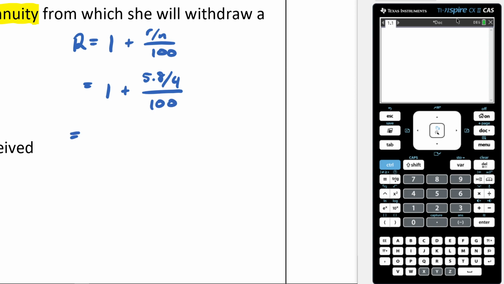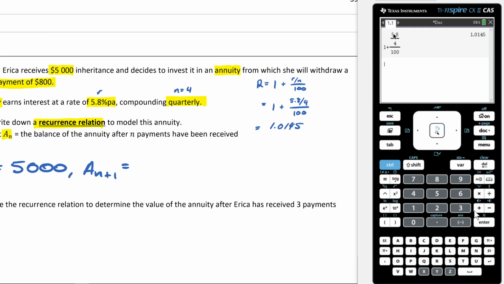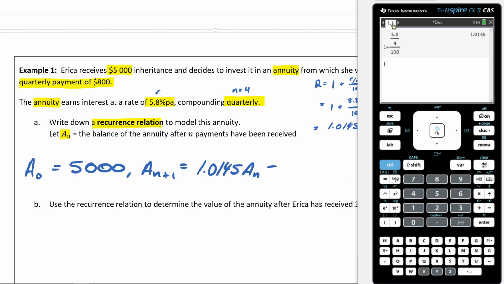Again, make sure you're writing a little bit small here because we're going to have to fit it in. It's going to be 1 plus 5.8 divided by 4 over 100, which is going to be 1.0145. Now we can come back down here and say that it's going to be 1.0145 times A of n, and then I'm going to subtract away from that the quarterly payments. So that's going to be $800.